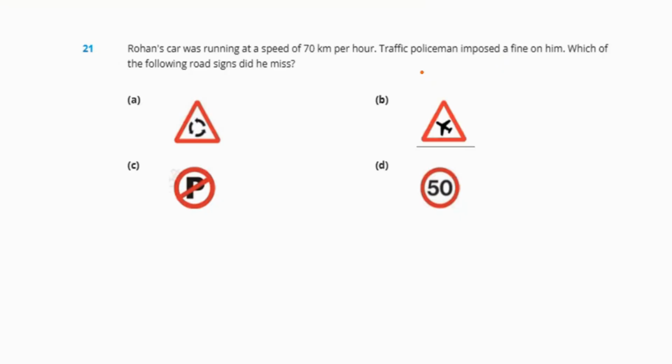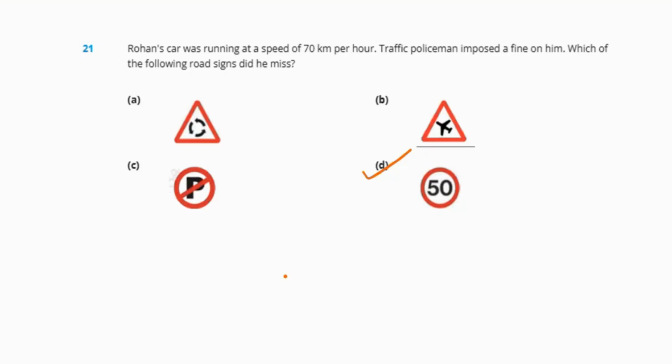So which of the following rules? Which of the following road signs did he miss? So Rohan must have missed the road sign of speed limit, right? Here option D is the correct answer, right? So he should travel at a speed of like 50 kilometer per hour, right? Therefore, the traffic policeman has imposed a fine on him because he was traveling at a speed of 70 kilometer per hour, right?